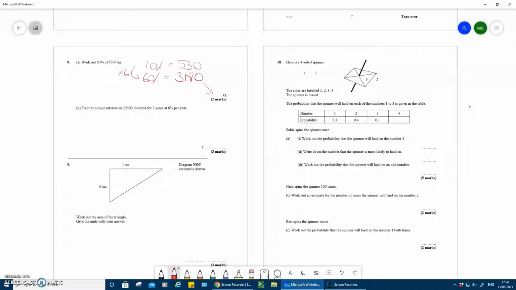Simple interest, which doesn't crop up very often, but simple interest means you just work out the interest for 1 year and then you double it, same every year. This would only work in a banking situation if you took the money out after the first year. So 2,500, we want to work out 6% of that.